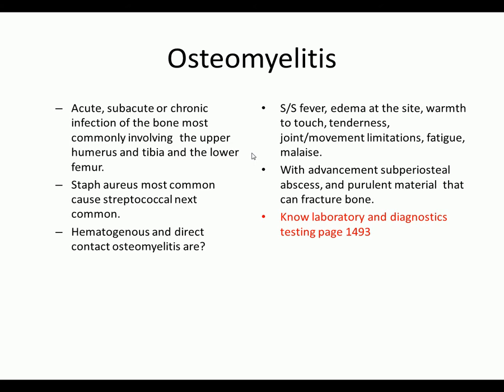Now, this hematogenous and the direct contact, what are the differences? Well, hematogenous is not localized. It can spread to surrounding tissue. It's caused by an infection in a distal site, and it travels through the bloodstream. The symptoms of the osteomyelitis for this are widespread, whereas your direct is just that. It is a direct contact, and it tends to have a localized manifestation.